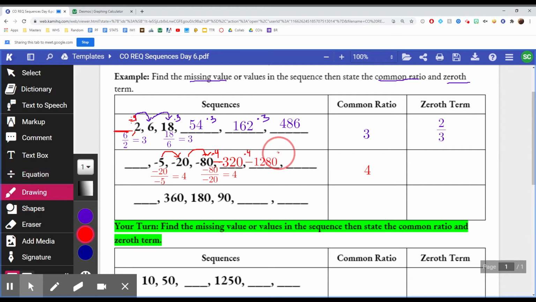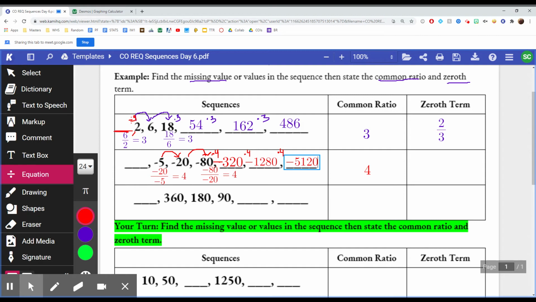And one more time, -1,280 multiplied by 4 gives me -5,120. Okay, and I have done that one. Now I need to find the first term because the first term is missing.